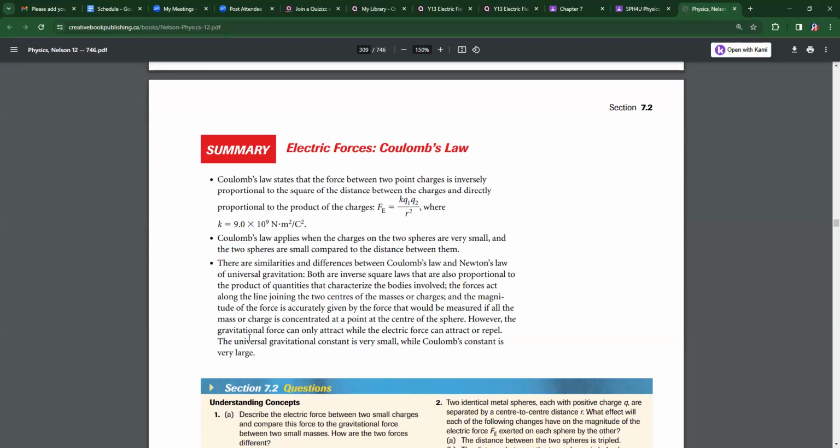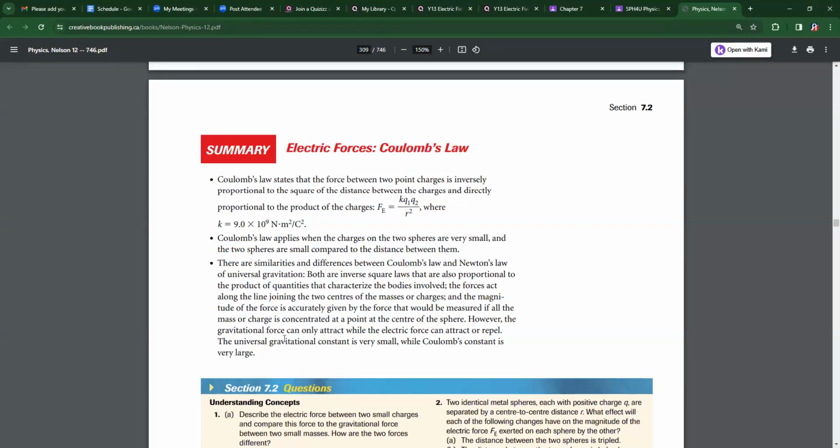Okay, so the difference: gravitational force can only attract, so it is always an attractive force. There is no repulsion. But for electrical forces, the same charges will repel. So both positive will repel, or both negative will repel.